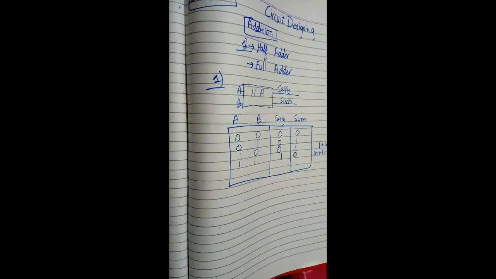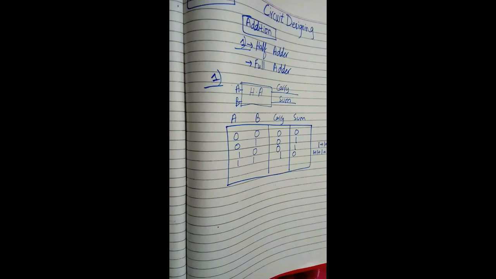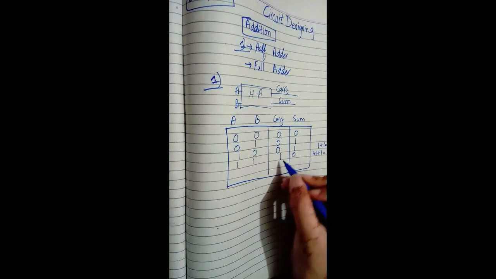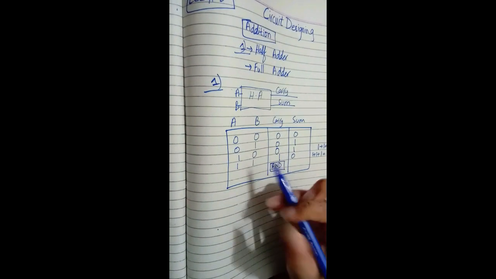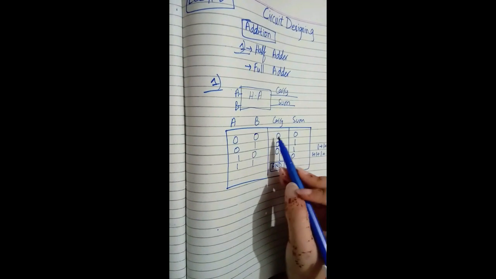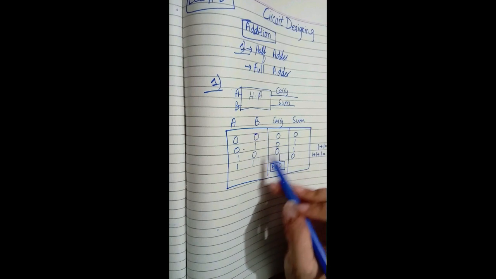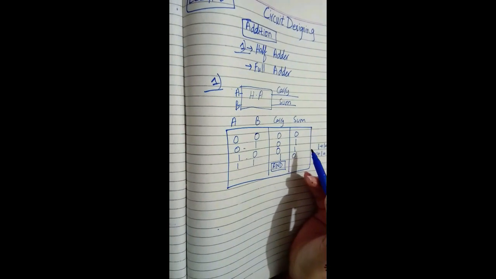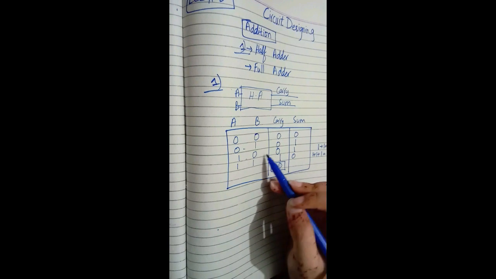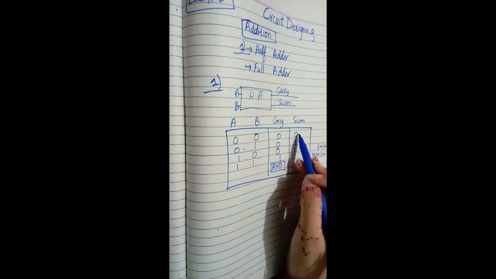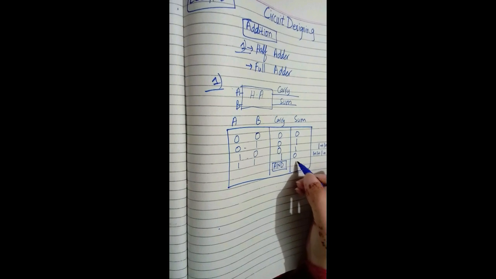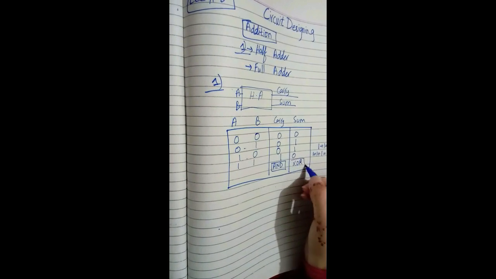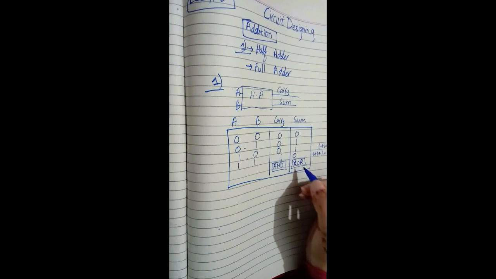Now we will do the circuit diagram for it. In this we have to see our carry, which is the AND gate. You can check it out. 0, 0 into 1, 0, 1 into 0. 1 into 0 is 0, 1 into 1 is 1. And for sum we have the XOR gate, as we have studied it in our previous lecture.